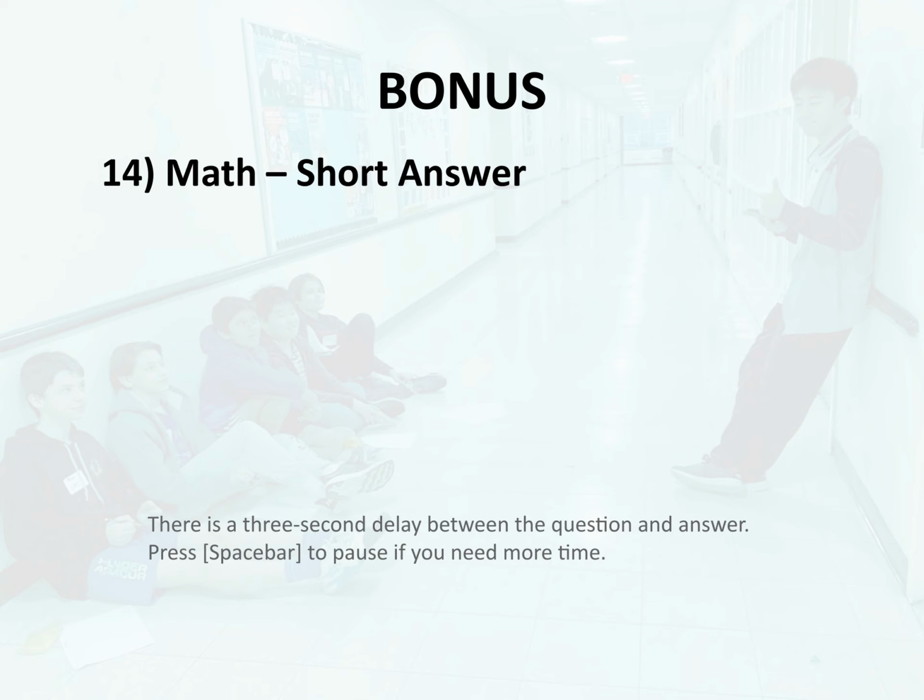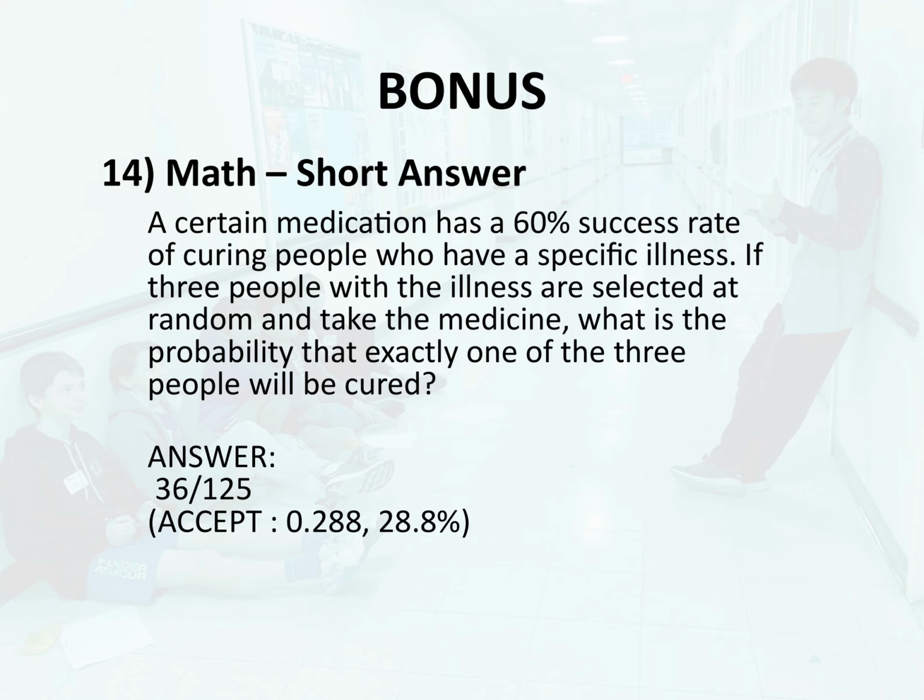Bonus, 14. Math, short answer. A certain medication has a 60% success rate of curing people who have a specific illness. If 3 people with the illness are selected at random and take the medicine, what is the probability that exactly one of the 3 people will be cured? Answer, 36 over 125.